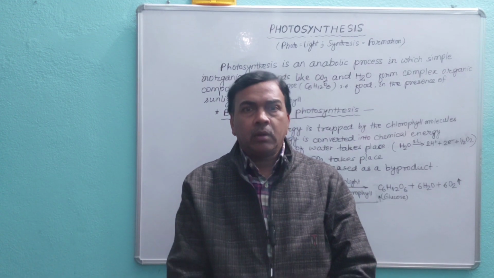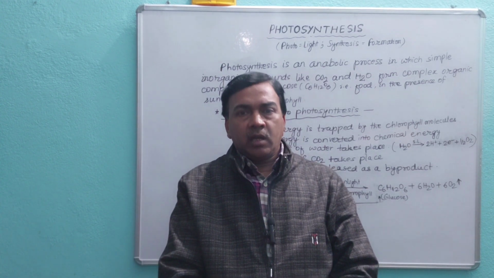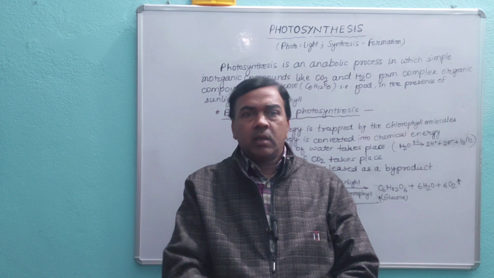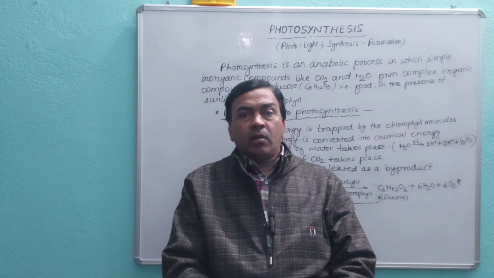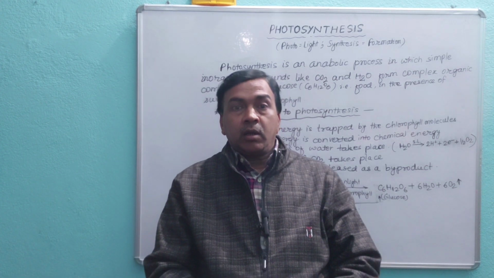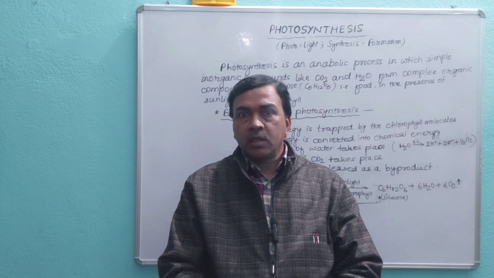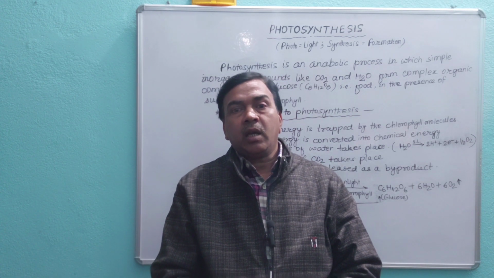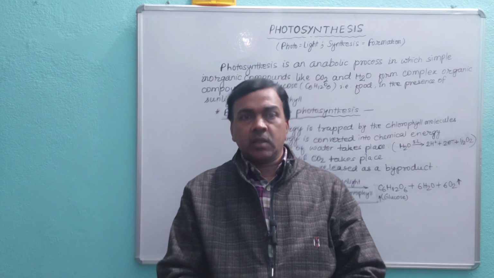In this video, we have studied about photosynthesis and its events. In the next video, I will describe how the factors are essential for photosynthesis. That is, how is chlorophyll essential for photosynthesis? How is CO2 essential for photosynthesis? And how is light or sunlight essential for photosynthesis?